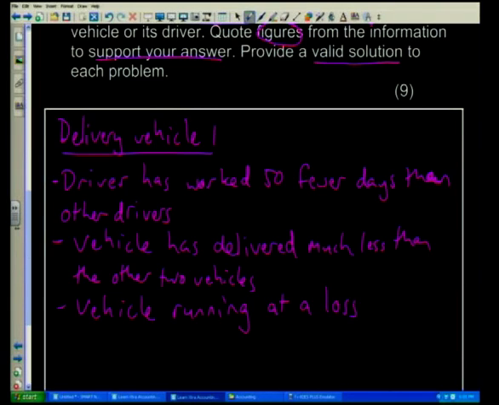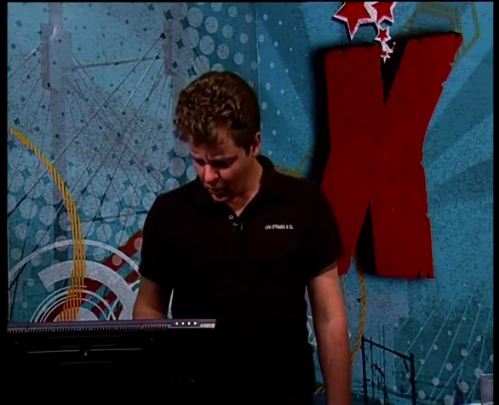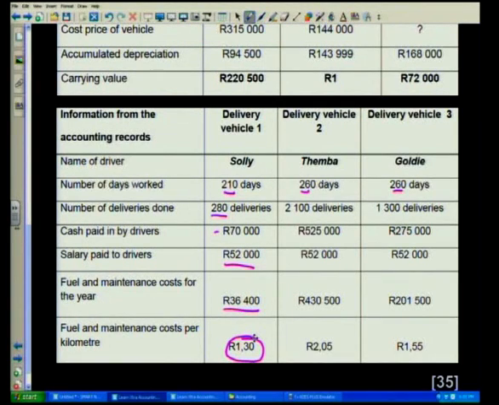And because the question says that you should quote figures, you'll notice I've quoted the 50 here for the 50 fewer days. So I should also quote that this vehicle has made a loss of 18,400 Rand. Those are 3 possible difficulties with this vehicle. Also, if you look at the fuel and maintenance costs per kilometre, can you see that this vehicle's maintenance costs are 1 Rand 30, which is much lower than the 2 Rand and 5 cents and the 1 Rand 55 cents of the other 2 vehicles.